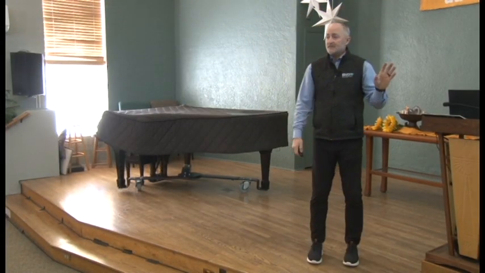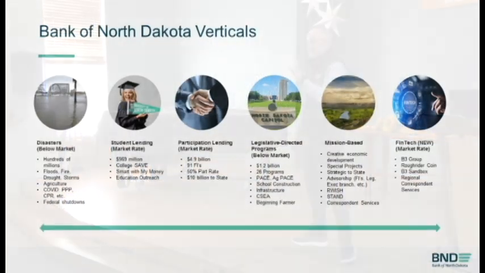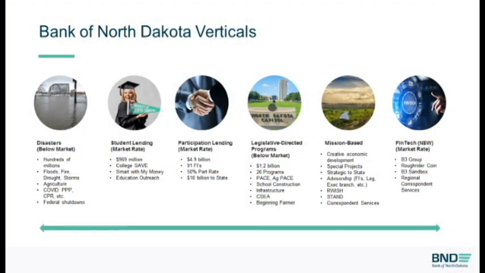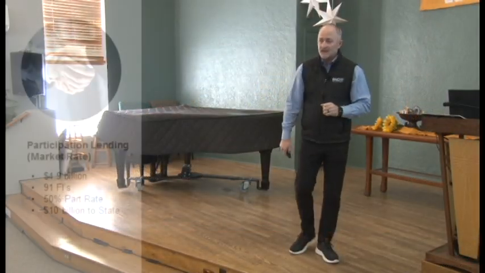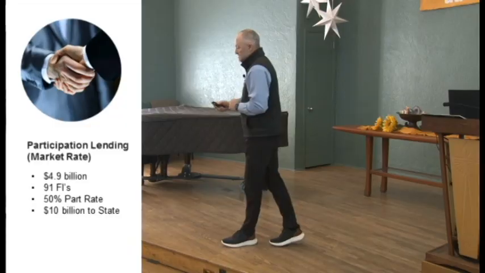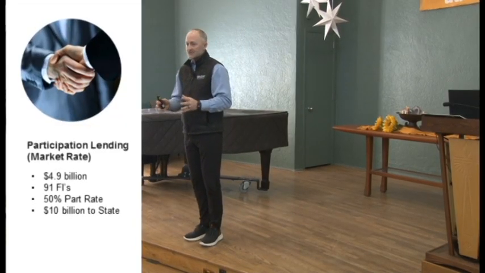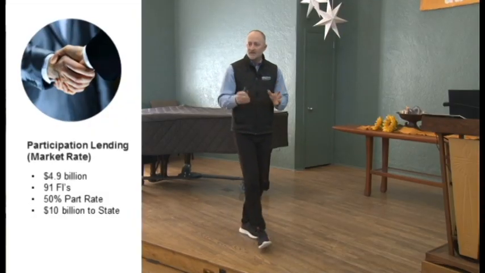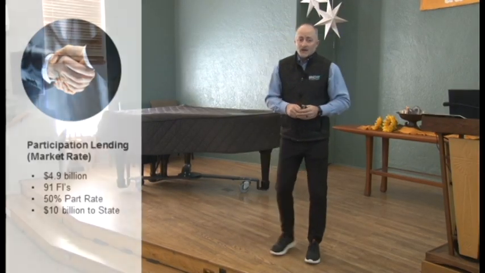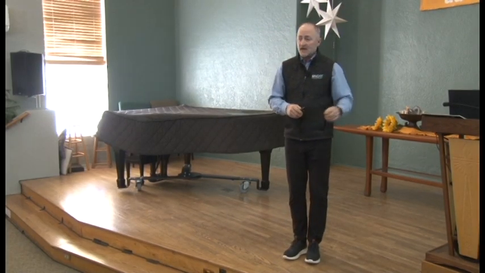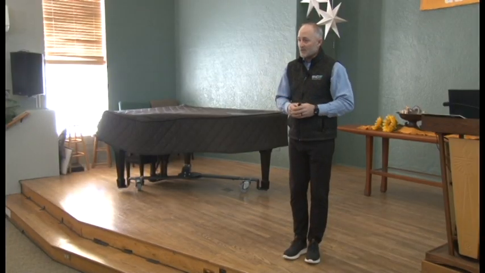Here's where we start to get into the meat and potatoes of the core of Bank of North Dakota and really how it works. These are our verticals in business. These are our main functional business lines and units. And the primary one is right in the middle here, the participation lending at market rate. This is the one where we partner primarily with the 91 financial institutions, and we participate in loans with them. I'll get here in a couple slides on specific examples of how that works.